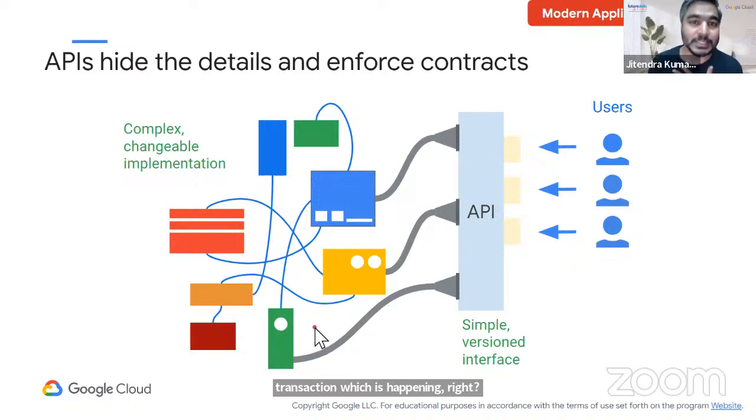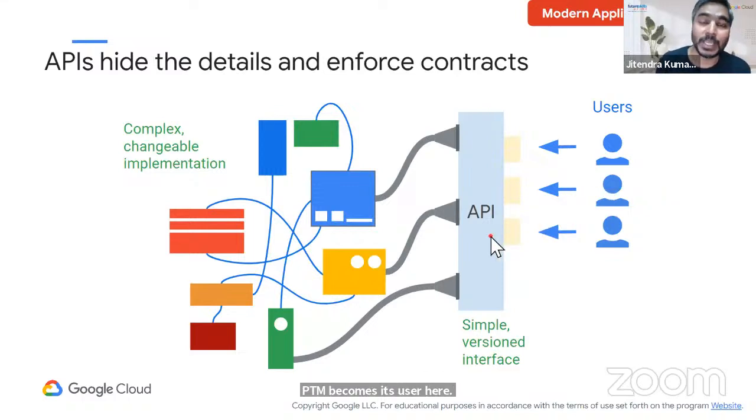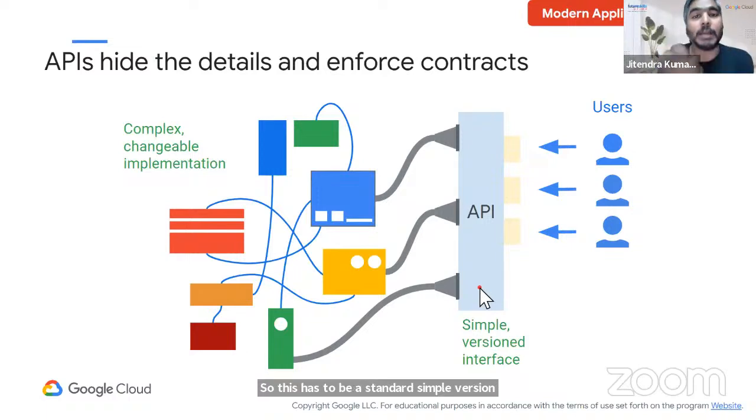Hey, as ICICI Bank, maybe my implementation will continue to change. It may be as complex as whatever it is, but nobody outside sees it. So if ICICI Bank has certain capabilities that it wants to expose to a fintech, maybe Paytm, Paytm becomes its user here. And then what Paytm is doing is making an API call to ICICI Bank. So this has to be a standard, simple, versioned interface for your application to be exposed to other third parties.